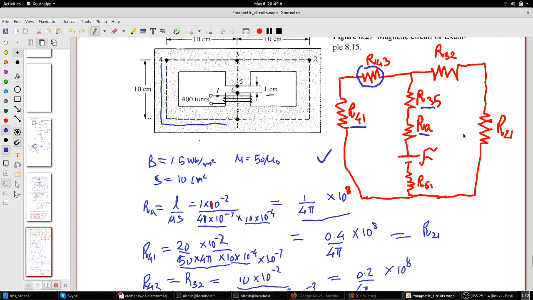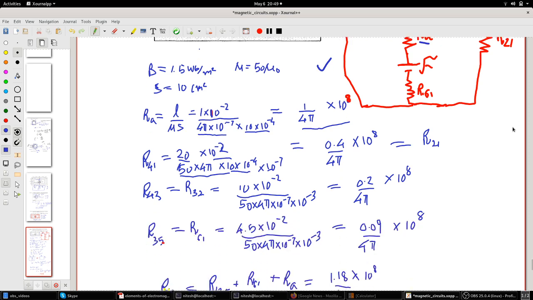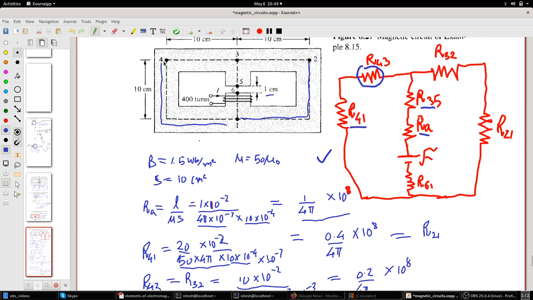That's same as, if you look at closely here, this length is also same and it's having the same core. So this reluctance and this reluctance will be exactly same. So R21 and R41 will be exactly same. Same way R43 and R32 will be same. And the thing is, since the length here is 10 centimeters, for this guy it was 20 centimeters.